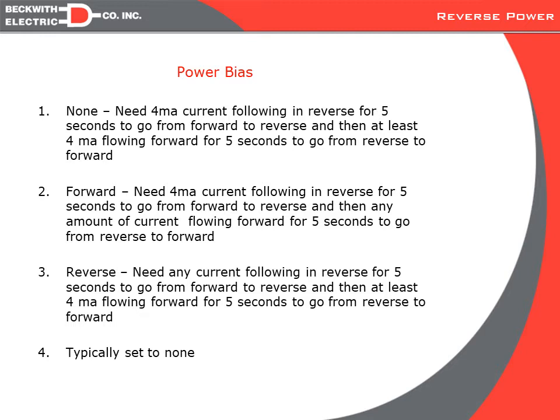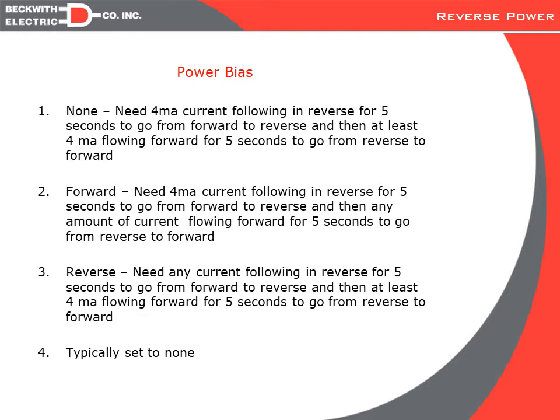It still needs to be there for 5 seconds, but instead of needing at least 4 milliamps, no current at all or any forward current for 5 continuous seconds would bring us to forward. And reverse works exactly the opposite, where we would need at least 5 seconds to go forward with 4 milliamps, but to come back to reverse, no current or any reverse current would automatically, after 5 seconds, bring us back to reverse.